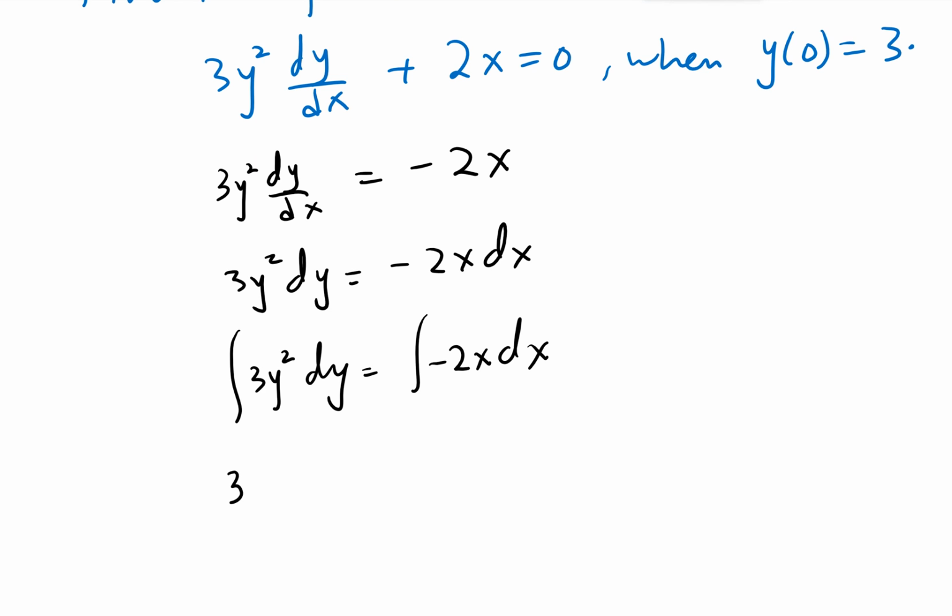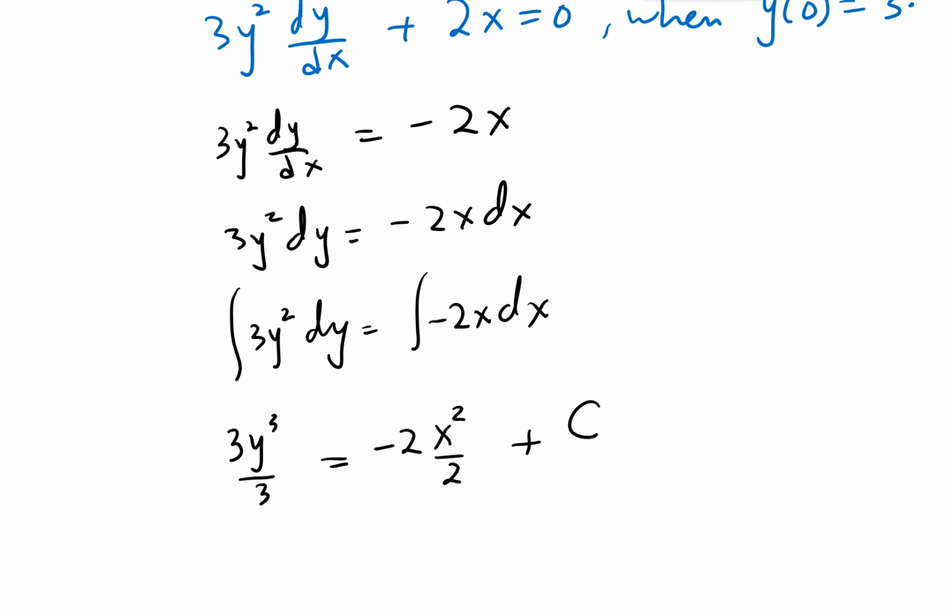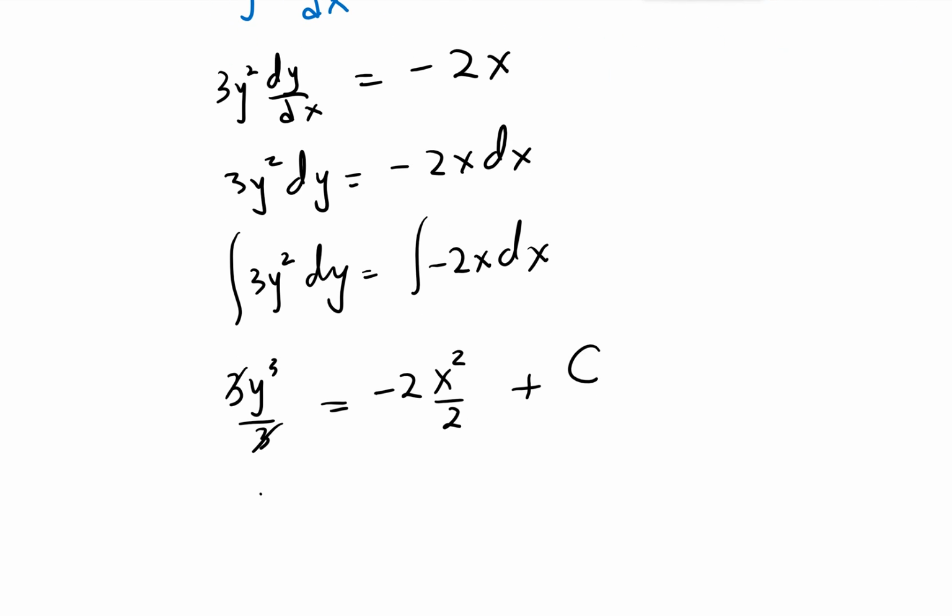Keep the 3 out. The antiderivative of y squared is y cubed over 3. Keep the negative 2 out. The antiderivative of x is x squared over 2. And don't forget the plus c. The 3's cancel, so you got y cubed equals, the 2's cancel, negative x squared plus c.